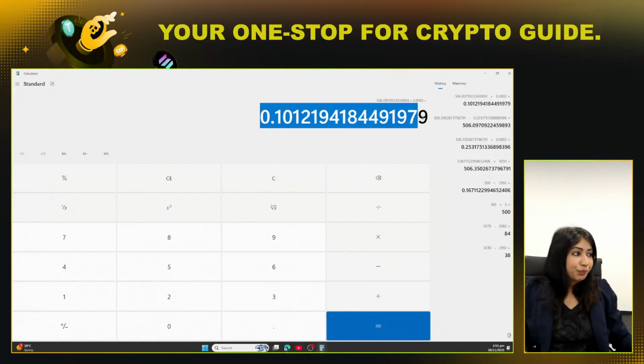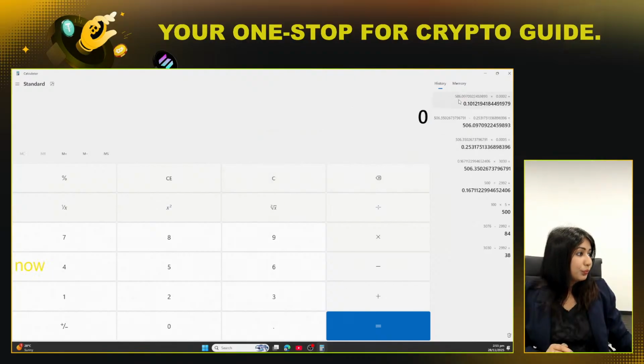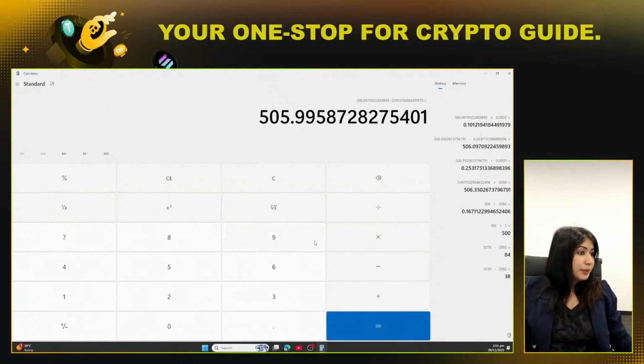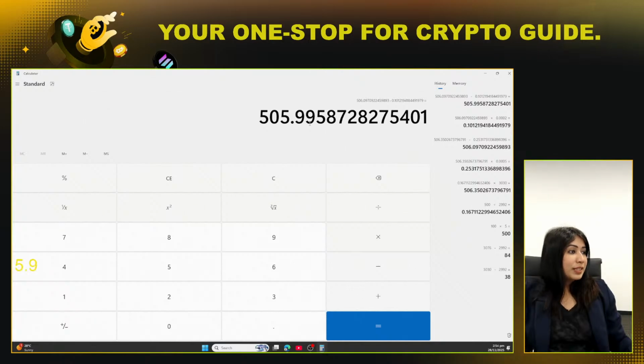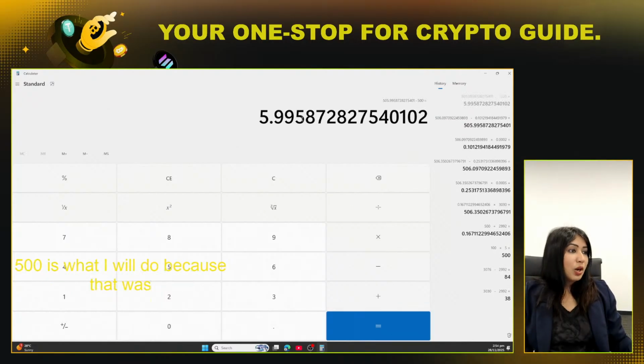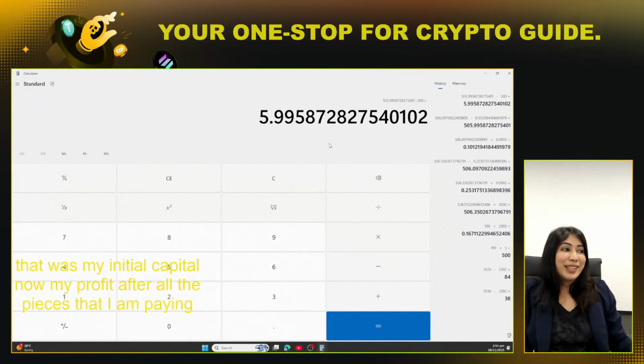So the figure is this. Okay, so I'm copying this as well. Now my previous denominator was here, minus this. So 505.99587282754001. This is the denominator you are left with. All right. So minus 500 is what I will do, because that was my initial capital. So now my profit after all the fees that I am paying is left with 5.995.